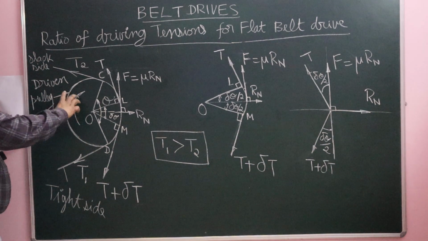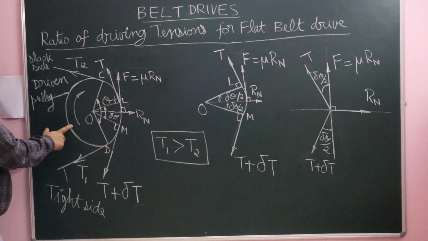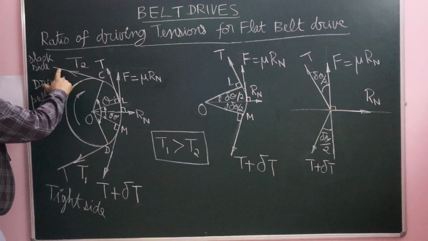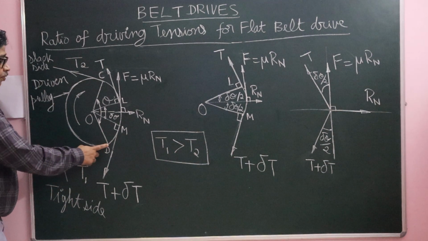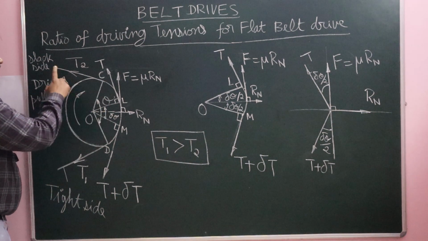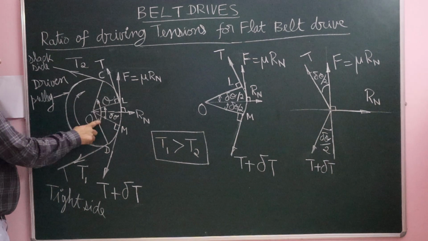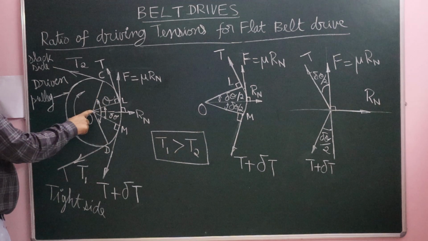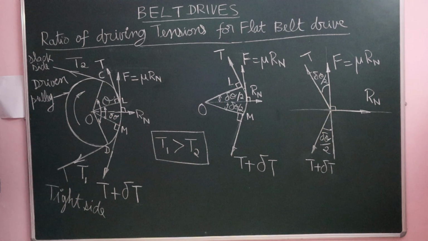Here this is the pulley for the belt drive. This is a driven pulley, that is the follower pulley, right? This is the belt drive. This is the belt which touches here. The belt touches the pulley at point D, and it leaves at point C, right? Therefore this is the angle of contact or angle of lap: the angle subtended by the belt at the center of the pulley.